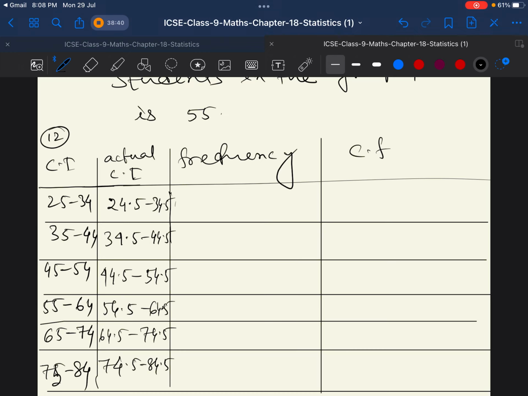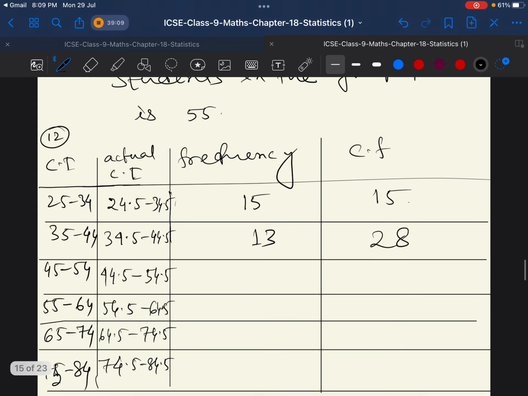Here you see the frequency is blank in first row and cumulative frequency 15, in second row 28. So here we write 15, the first value we can write here. Now for frequency we have to subtract 15 from 28, so we will get 13. Now here 21 and 16, so we add 28 and 21.